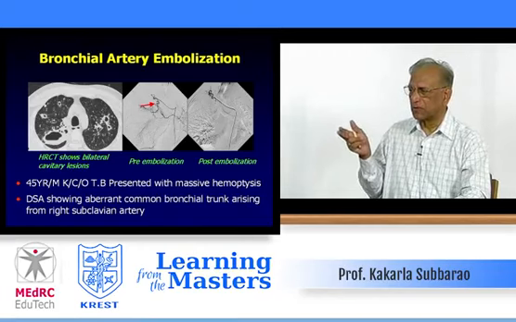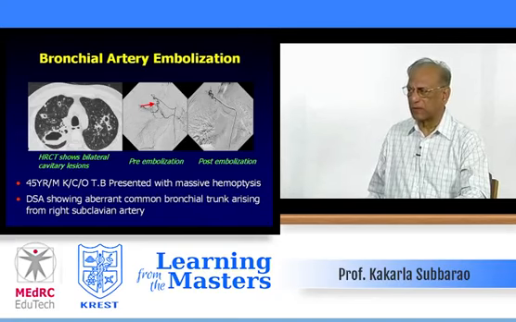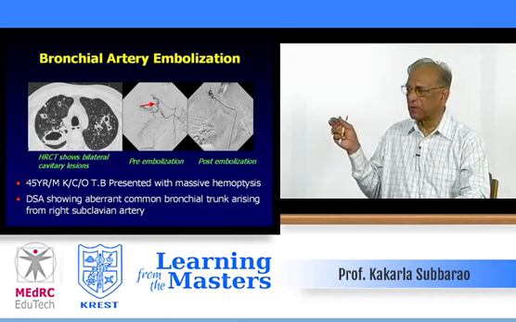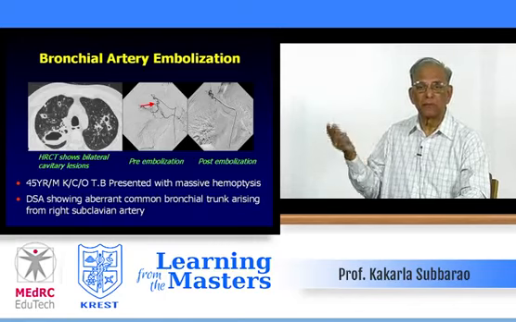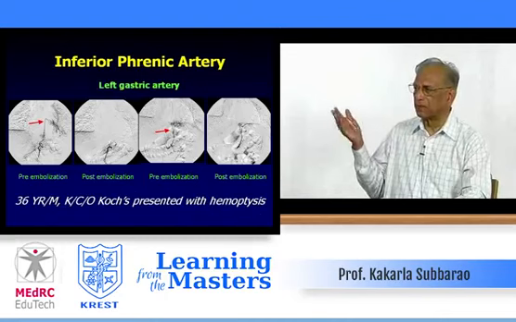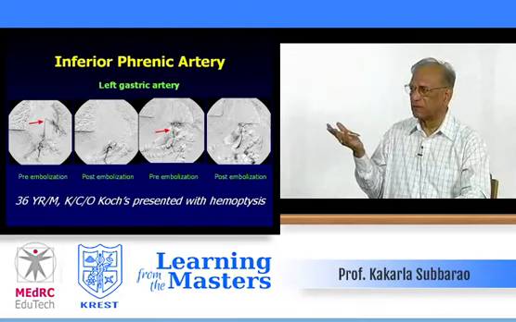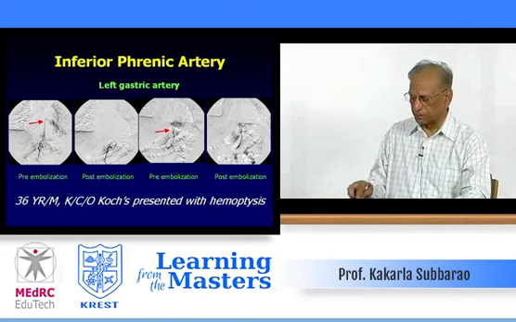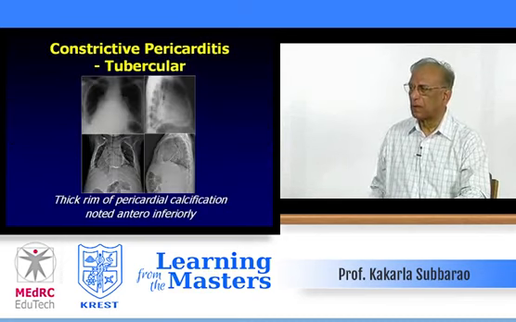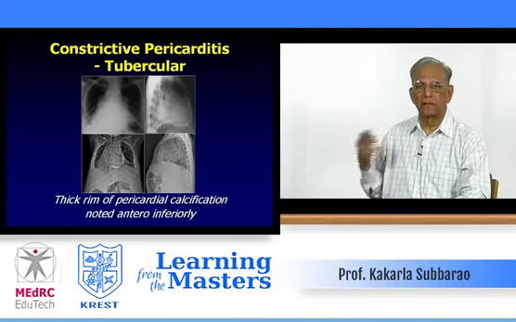And HRCT shows bilateral cavitary lesions. Some of them are, of course, bronchiectatic cavities. And then the DSA showing aberrant common bronchial trunk arising from the right subclavian artery and going through the cavity, thus producing hemoptysis. And of course, this has been treated with embolization. Now, the heart. Heart is not exempt.